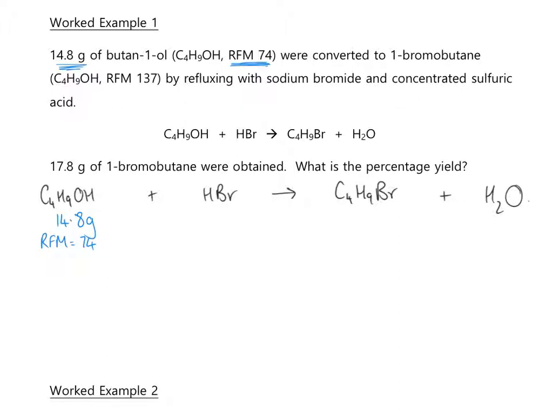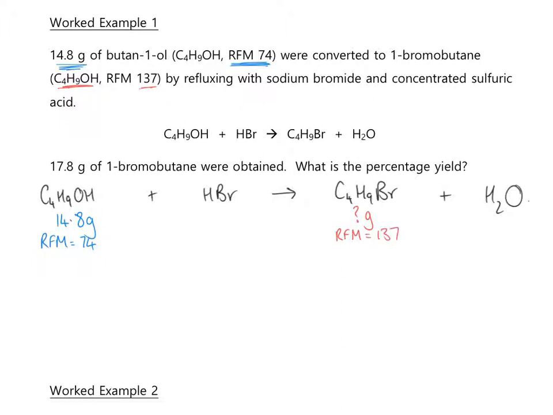And sometimes it's helpful to either write it, if you've been given it, underneath your equation at this point, or to work it out at this point if you haven't been given it, so that later when we use our equations, we're ready to just put that value of RFM in. Okay, then you've been told we're converting that to 1-bromobutane with an RFM of 137. So that is what we're working out our percentage yield of. So we need to work out the theoretical yield of 1-bromobutane.